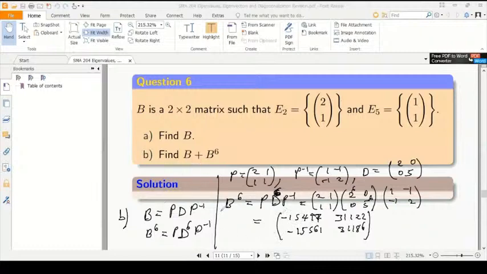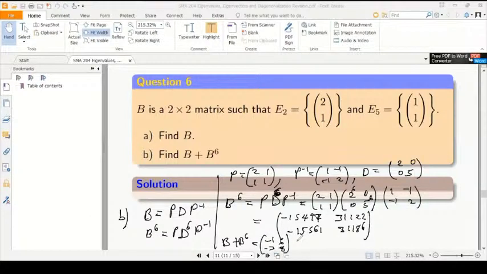But what the question wants is B plus B raised to 6. But question A has already given us B. We found B to be negative 1, 6, and then 3, negative 8. No, this is negative 3, then this is 8.